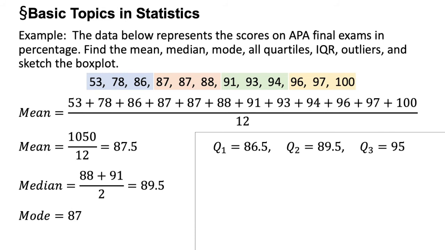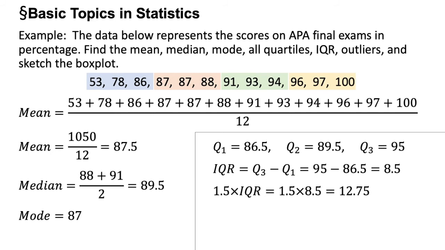And the third quartile is between 94 and 96, so it is 95. IQR is the third quartile minus the first quartile, therefore it is 8.5. And 1.5 times IQR is 12.75.